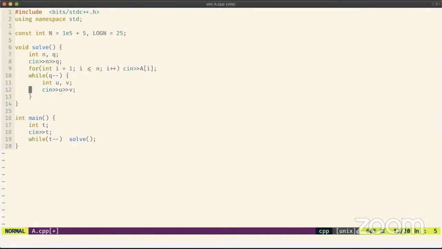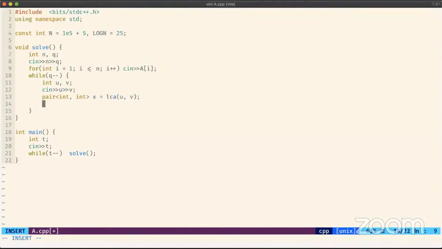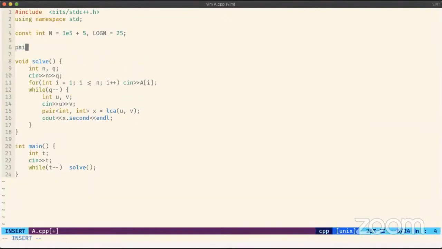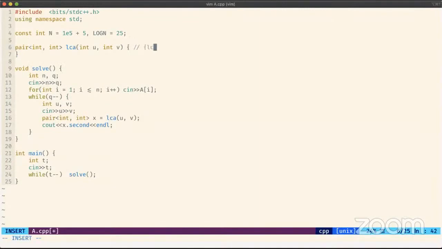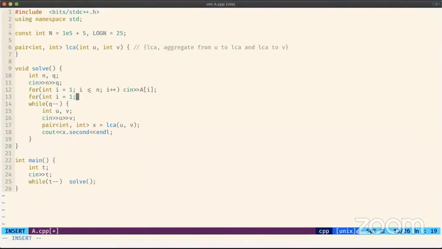So let's say I calculate pair int int x equal LCA of u, v, and then I say cout x of second. Then this is a pair int int LCA int u int v. So the idea is that this pair should return LCA comma aggregate from u to LCA and LCA to v. Okay, this is what this function should return. So we have this function. First line of each test case contains two integers. Then we also have this in the input, which is the tree itself.